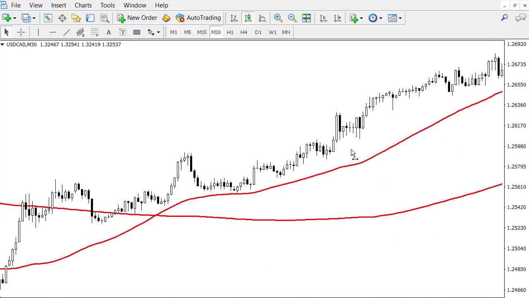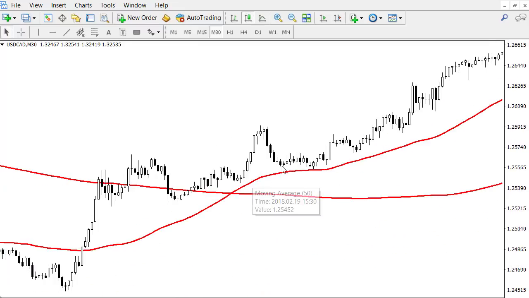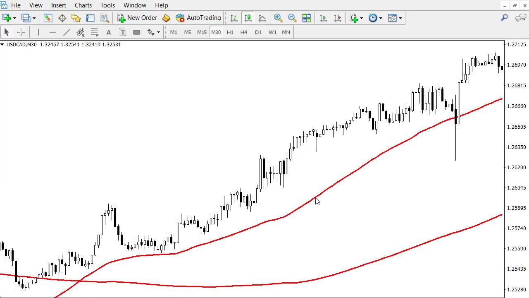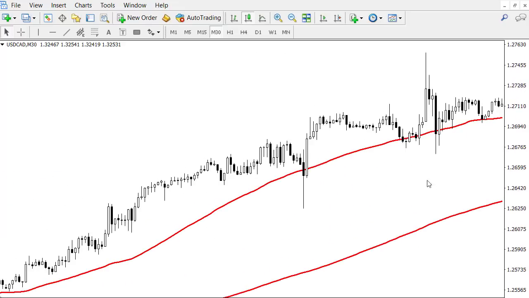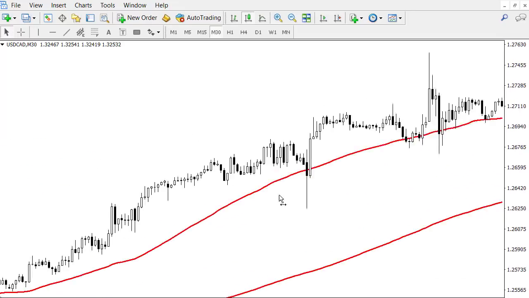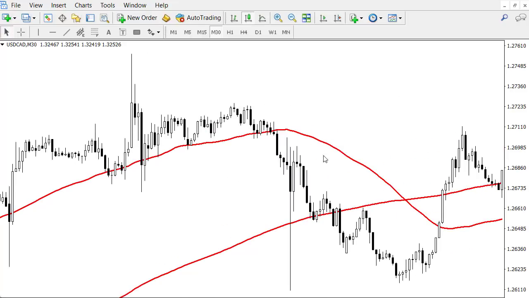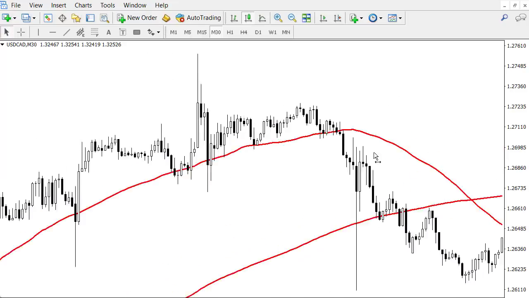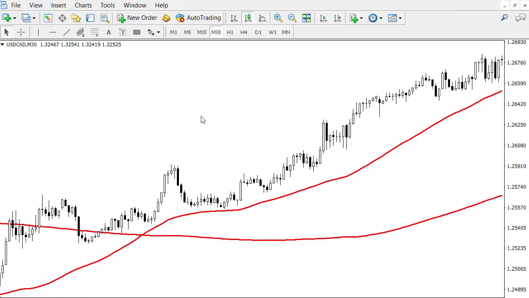If you hover over, you can see the values 50 and 200. The 50 moving average analyzes the past 50 price candles and then gives you the average price over the last 50. Whereas the 200, as the name suggests, analyzes the past 200 candles, then gives you an average. The 50 period moving average moves faster. So you can see that it rises quicker and falls sooner when the price falls as well. That is the 50 period moving average.